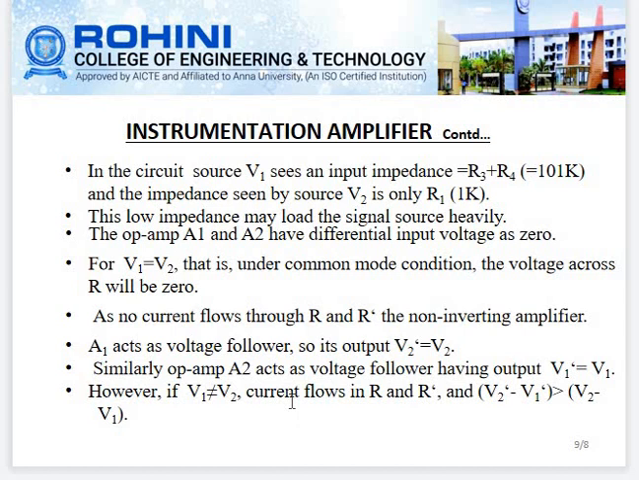For V1 equal to V2, that is under common mode condition, the voltage across R will be 0, as no current flows through R and R dash. The non-inverting amplifier A1 acts as a voltage follower, so its output V2 dash is equal to V2. Similarly, op-amp A2 acts as a voltage follower, having an output V1 dash equal to V1. However, if V1 not equal to V2, the current flows in R and R dash, and V2 dash minus V1 dash should be greater than V2 minus V1.